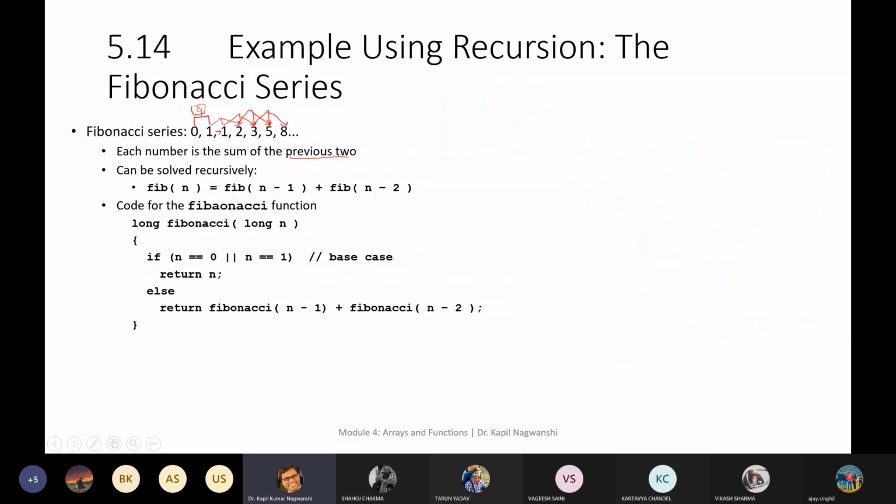Fine. Now come here and see, this is our base case. What is our base case? 0 and 1. If n equals 0 or n equals 1, it will return n. Else return Fibonacci(n minus 1) plus Fibonacci(n minus 2).